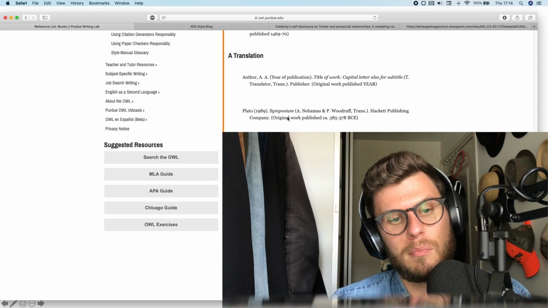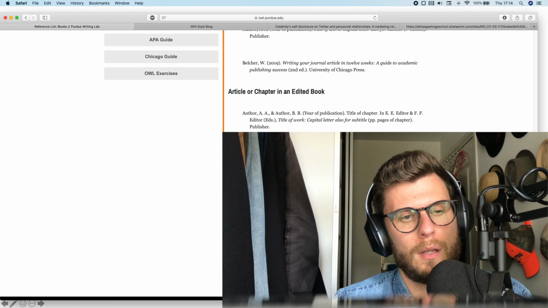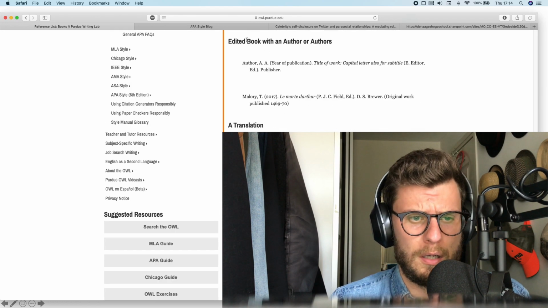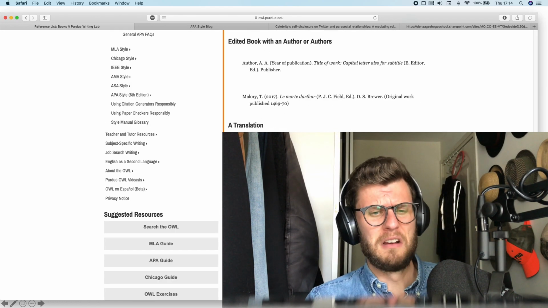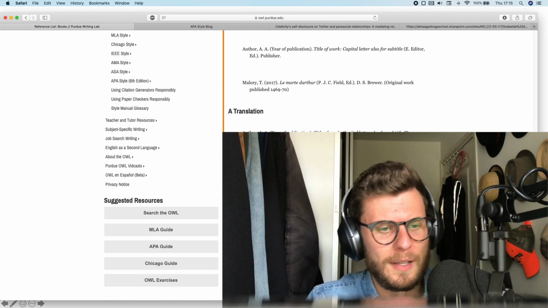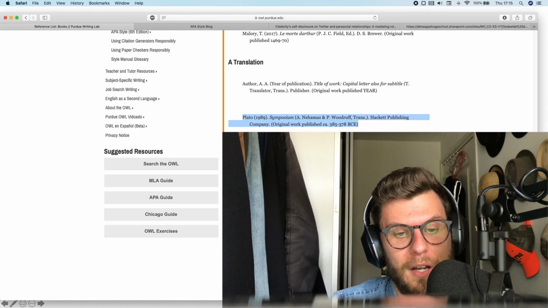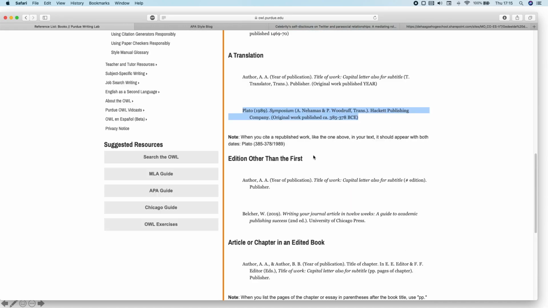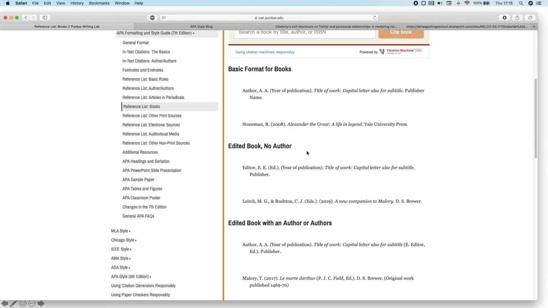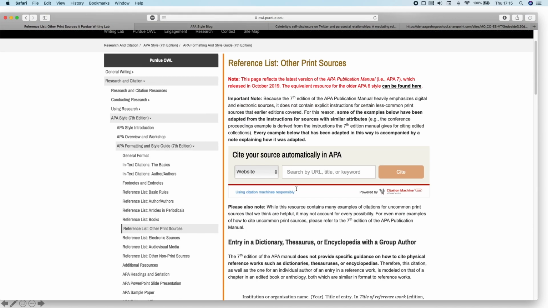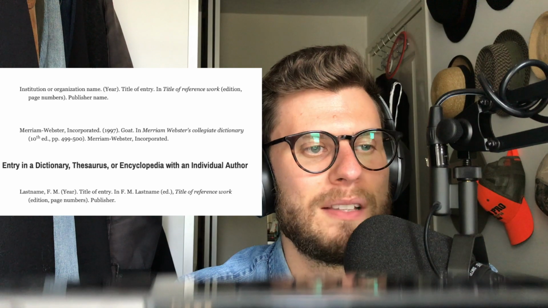As you can see, there's more things for books. You just go to the owl.purdue.edu website and you'll see if your book is a translation, do it like that. Edition other than the first. Yeah, so there's a lot of fun information here. Isn't learning so fun? There's also some other print sources. This is what you've got to know.